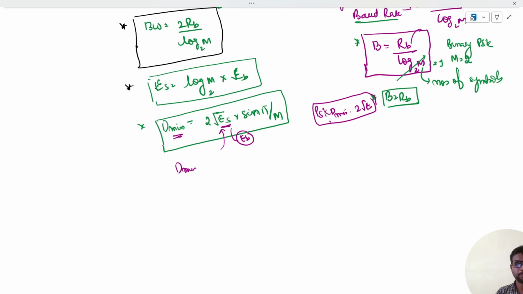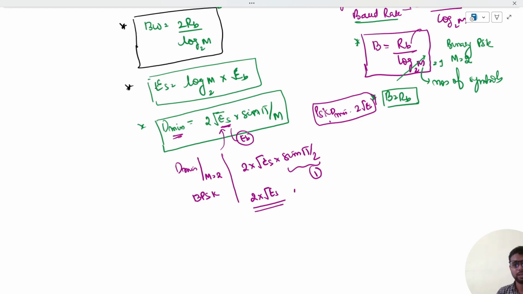For D minimum for M equal to 2, that is called binary phase shift keying or PSK, what we will have? 2 root over ES into sine pi by 2. Sine pi by 2 is nothing but 1. So we will have 2 root over ES. And what is the ES for PSK? ES is equal to EB. When we are talking about PSK, ES is equal to EB.